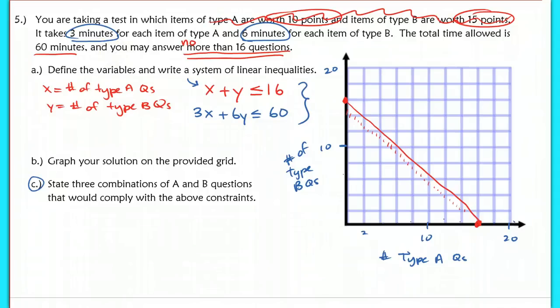The next inequality here, let's do this one in blue. I have an intercept at 20, 0. So I'm going to go to 20, 0 here. And I have one at 0, 10. So go to the 10 here. And this is also going to be a solid line shaded below.